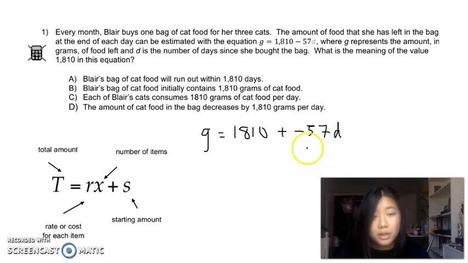And now this equation looks exactly like our general equation, where G is replaced with T, and the negative 57 is our R, our rate. D is X, so 1,810 is S, the starting amount. So if we look at our answer choices, the answer is B, which says Blair's bag of cat food initially contains 1,810 grams of cat food, so the starting amount.